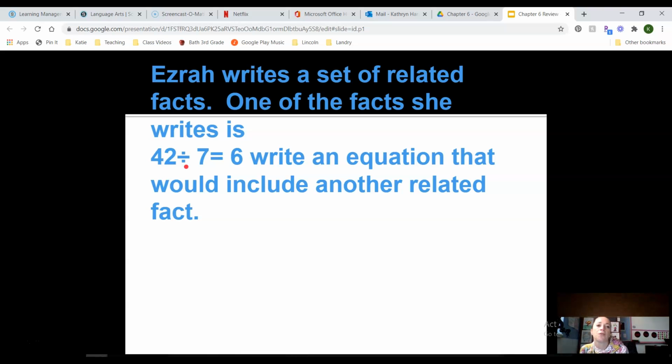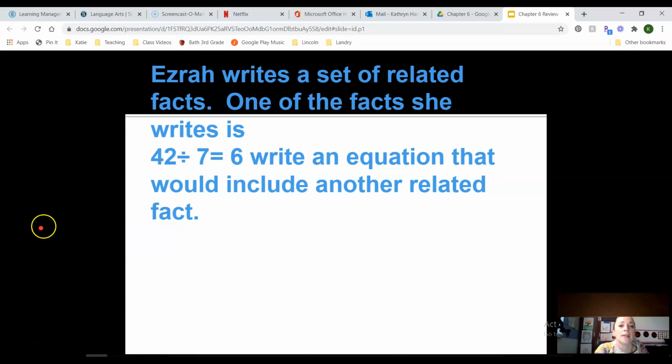Ezra writes a set of related facts. One of the facts she writes is 42 divided by 7 is 6. Write an equation that would include another related fact. So, Ezra writes 42 divided by 7 is 6. I need to write something that is related to this, meaning that I have to use a 42, a 7, and a 6. There's actually 3 different answers that you could use for this problem.